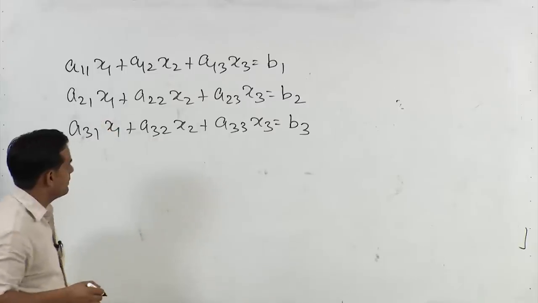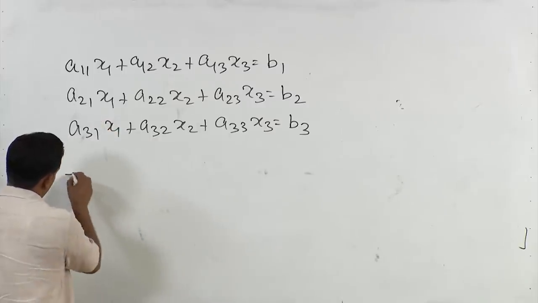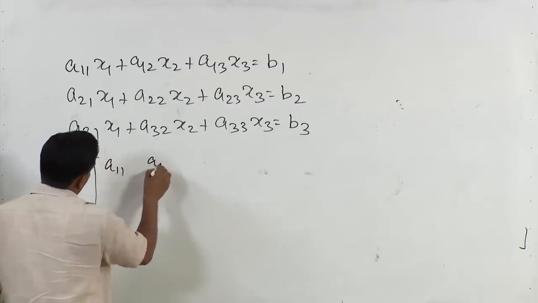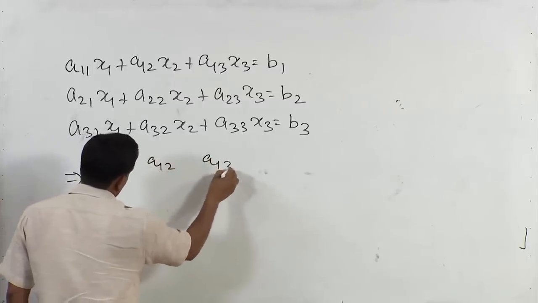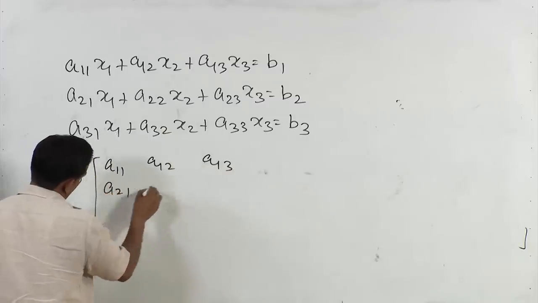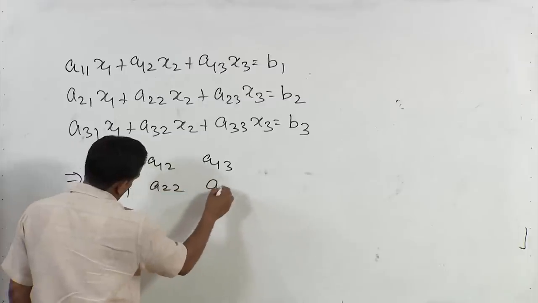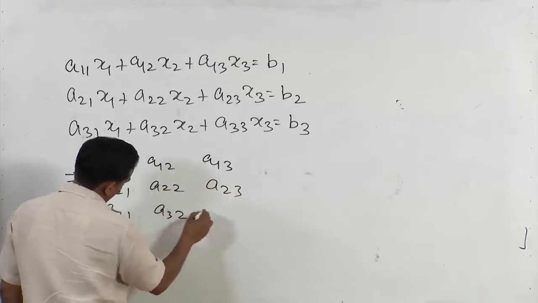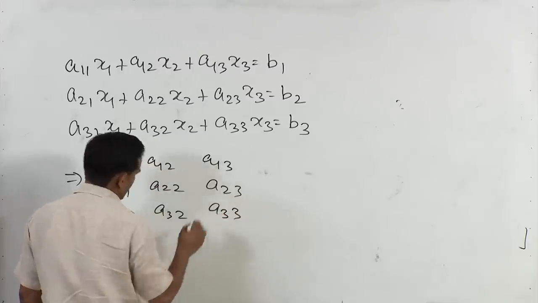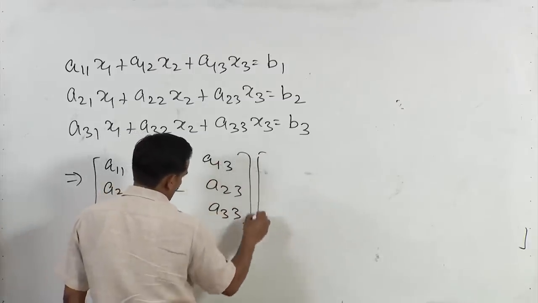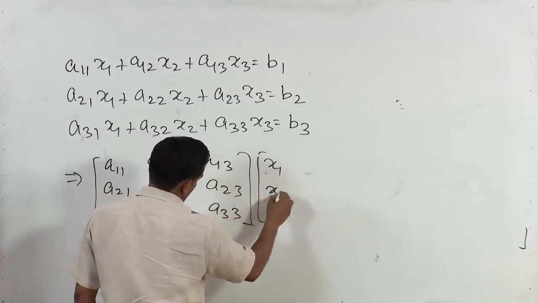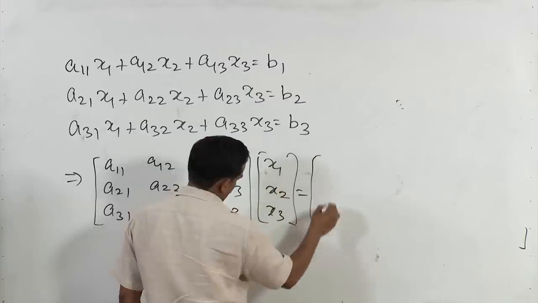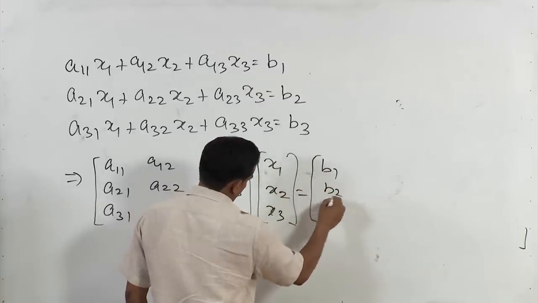So 3 equations in 3 unknowns in matrix form, I can write it as the coefficient matrix a11, a12, a13, a21, a22, a23, a31, a32, a33, into the unknown vector x1, x2, x3, equals the right hand side vector b1, b2, b3.